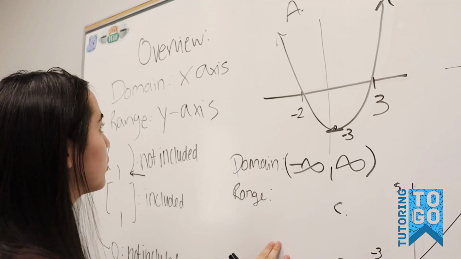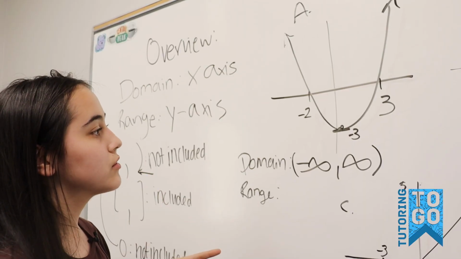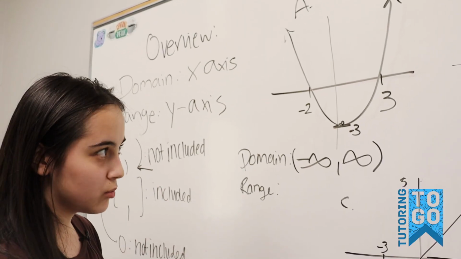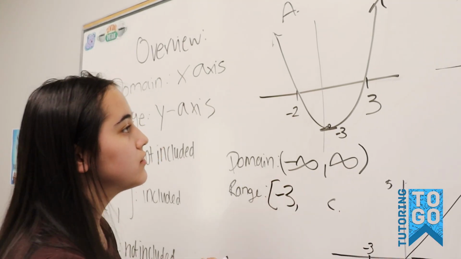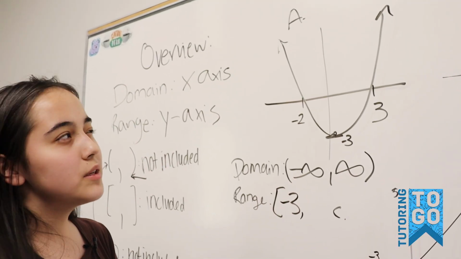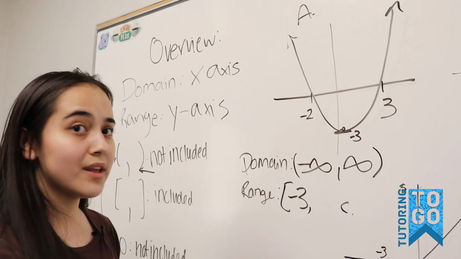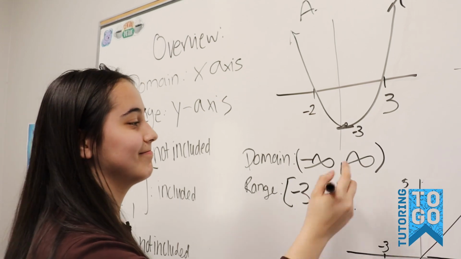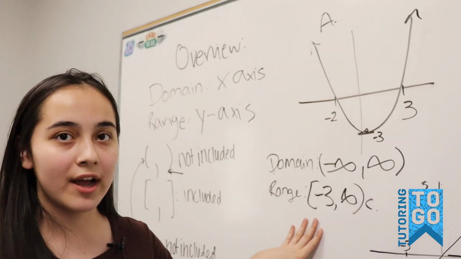But for the range, we're going to be using the y-axis, for the y values. So the least y value is this -3. That'll be -3 to, it seems that these higher y values keep on going. What does that mean? It's positive infinity. So this is for graph A.